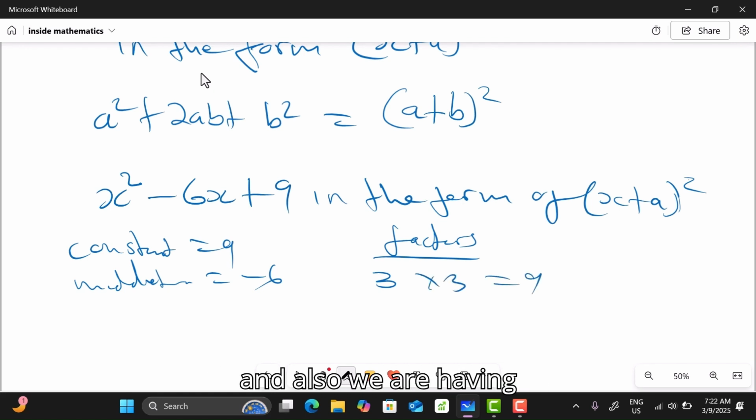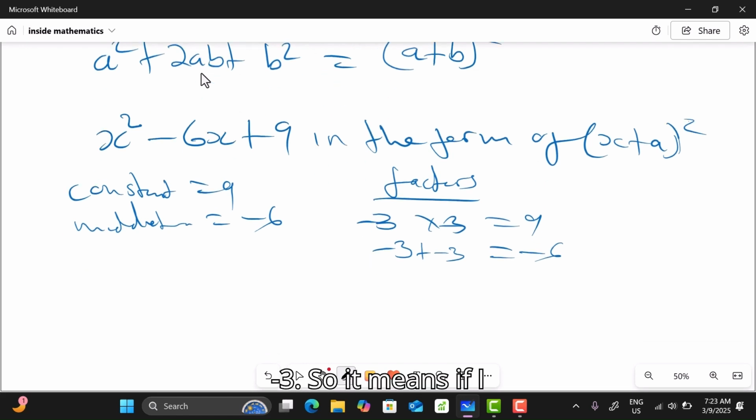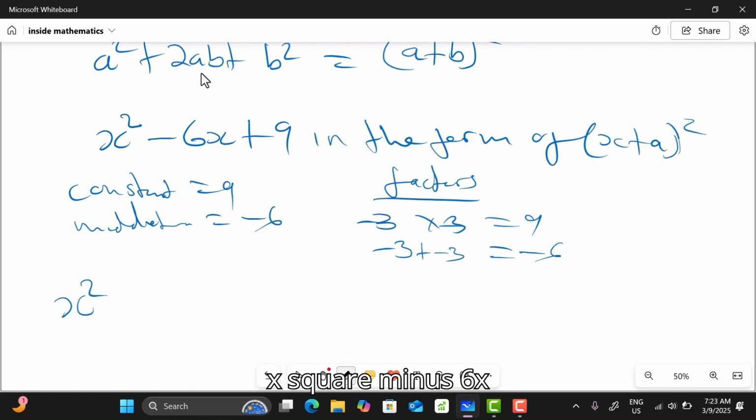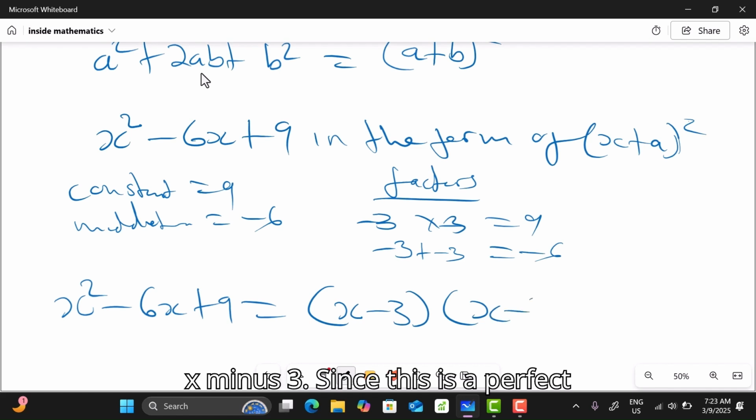And also we are having negative 6. So negative times a negative, so we get a positive, and minus 3 plus minus 3, we get minus 6. These are two of my factors. So my factors are negative 3 and negative 3. So it means if I am doing a perfect square, x square minus 6x plus 9 is equal to a bracket of x minus 3 bracket x minus 3.